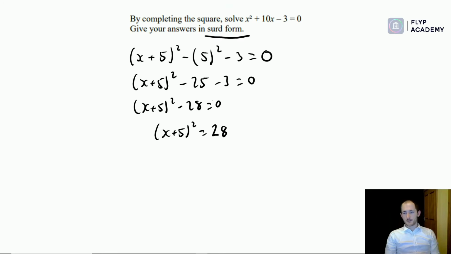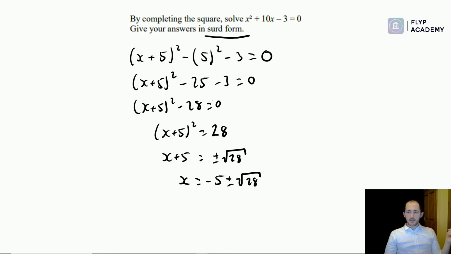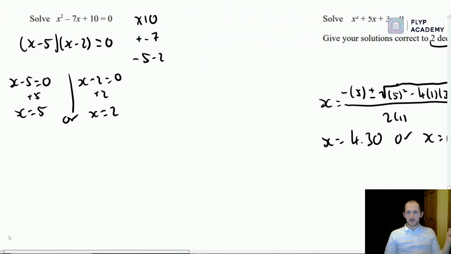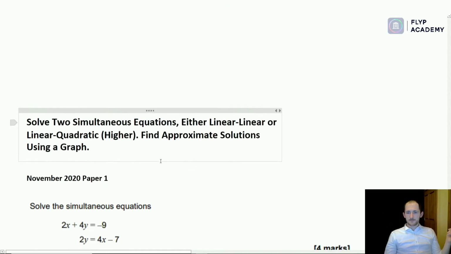Square root both sides. And remember, it needs to be plus or minus, because when you square a number, it can be positive or negative. Subtract 5 from both sides, and we get minus 5 plus or minus the square root of 28. And that'll be it. Okay, so it's not too bad with completing the square. It's relatively easy. That'll be it.